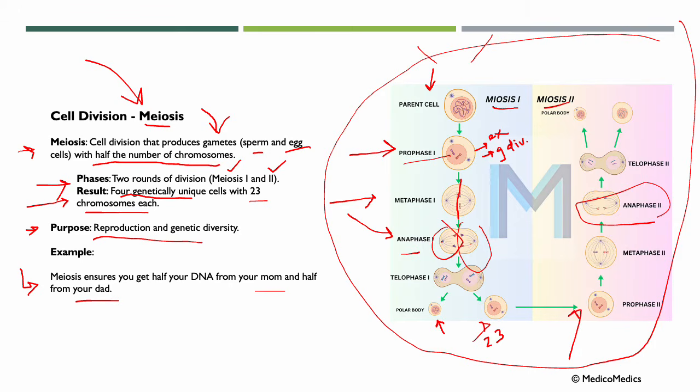Now, just some key clarifications here. Crossing over happens only in prophase 1 during meiosis 1, not after. And meiosis 2 does not involve chromosome duplication. It simply separates the sister chromatids of the already half chromosome set. So again, the end product: 4 genetically unique haploid cells, each with 23 chromosomes, ready for sexual reproduction.